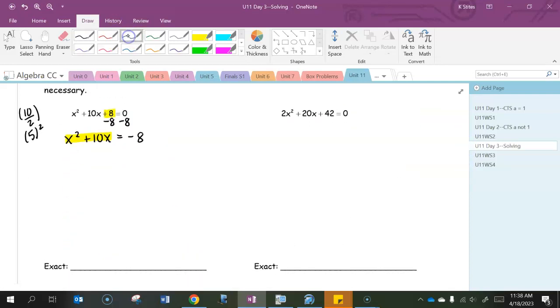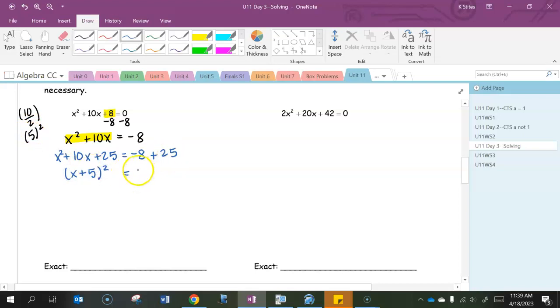Okay, so that means I am adding 5 squared is 25. But when you do that, again, you've got to do that on both sides. So equals negative 8, add your 25 over here as well. Then we're going to factor, multiplies to 25, adds to 10. Again, that's going to be that 5.